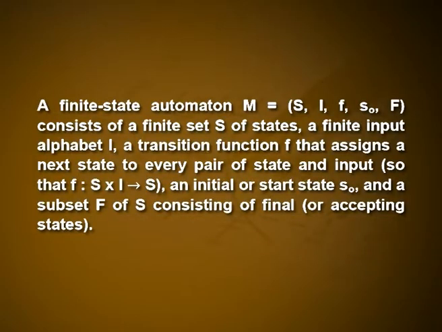Next, definition. A finite state automaton M equal to (S, I, f, S0, F) consists of a finite set S of states, a finite input alphabet I, a transition function f that assigns a next state to every pair of state and input, so that f is a function from S cross I to S, an initial or start state S0, and a subset F of S consisting of final or accepting states. We can represent finite state automata using either state tables or state diagrams. Final states are indicated in state diagrams by using double circles. We will move on to one example.